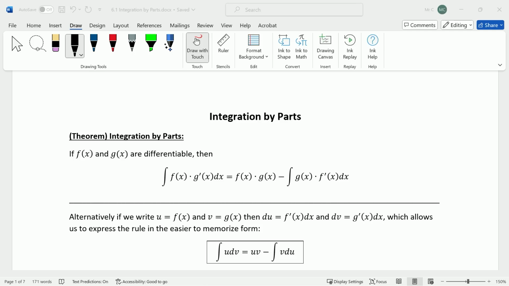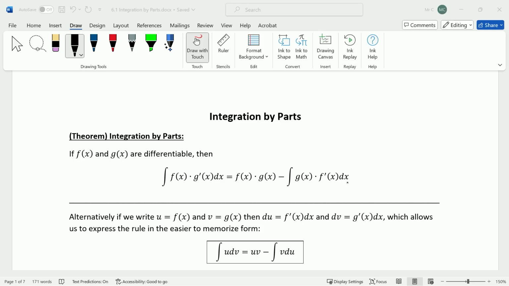So the theorem for integration by parts is a relatively simple statement. It says if f of x and g of x are both differentiable, then the integral of f of x times g prime of x dx is equal to f of x times g of x minus the integral of g of x times f prime of x dx.